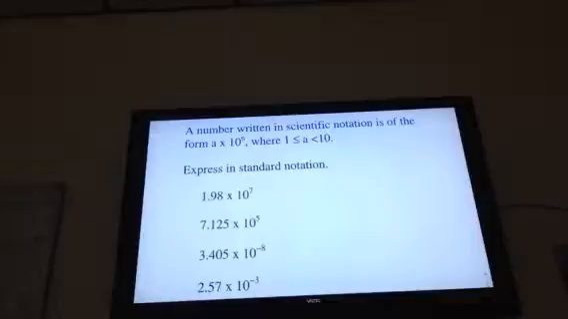When we take a number and express it in standard notation, like the first one here, 1.98 times 10 to the 7th power, 10 to the 7th power is a really big number. Scientific notation is used mostly in science, because in science you're often talking about very, very big, large measurements, or very microscopic, small measurements, which is why scientific notation exists.